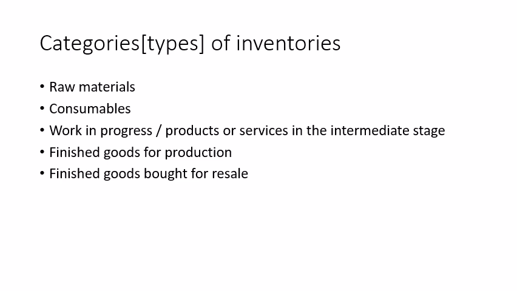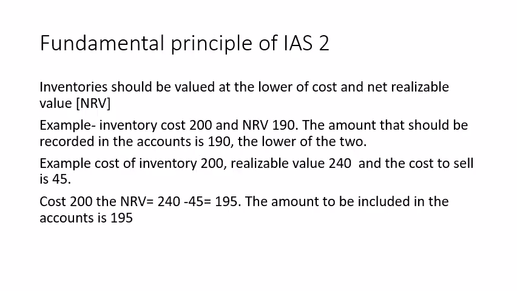We have categories or types of inventories. According to the discussion that we have had on the definition, we have come across raw materials, consumables, work in progress, that means products or services in the intermediate stage, finished goods for production, and finished goods bought for resale. We want to look at the fundamental principle of International Accounting Standard number two.